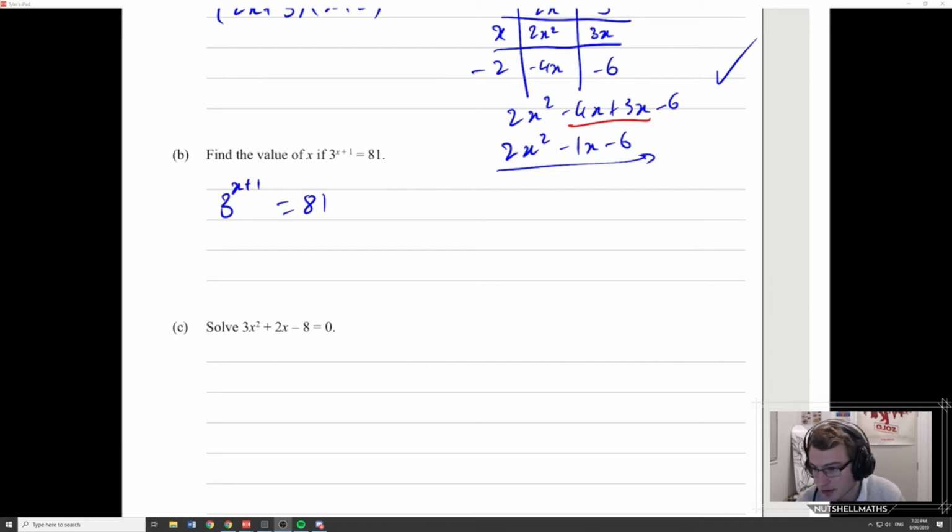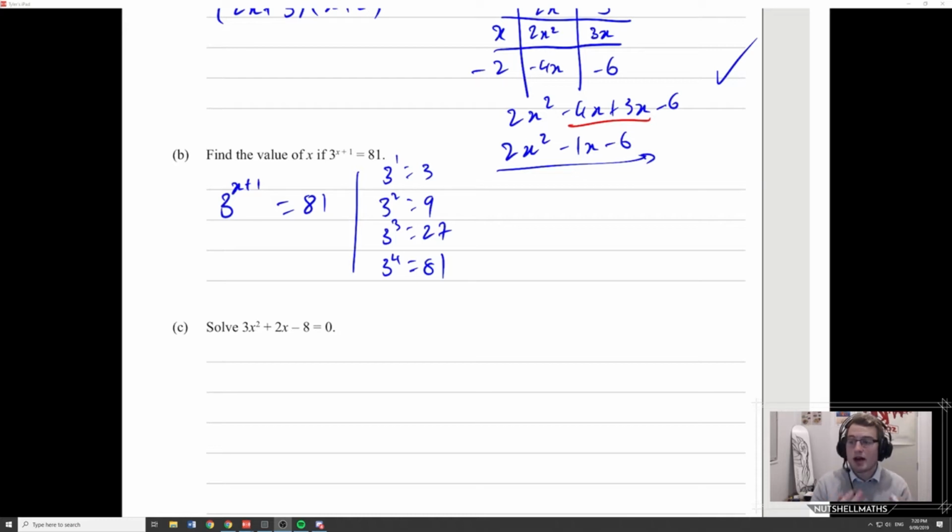Yes, it's going to be available after stream ends. I'm going to rewrite 81 as 3 to the power of something. Okay, so in order to do that, I'm going to write over here 3 to the 1 is 3. 3 squared, 3 3s are 9. 3 3 3 is 27. 3 to the 4 is 81.